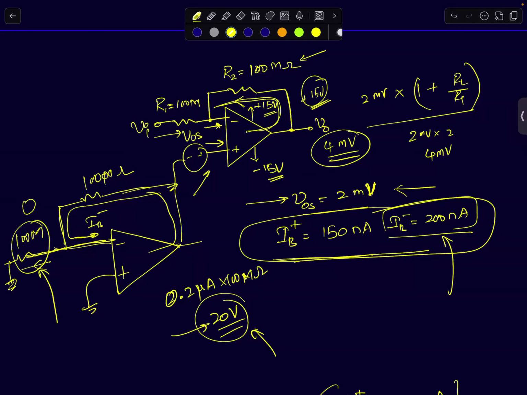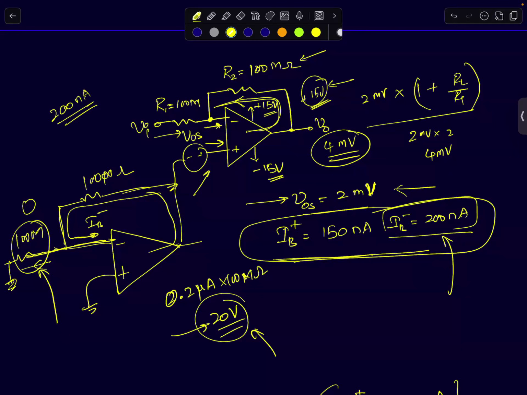But if it is saturating, the output will stay at 15 volts. It won't go greater than 15. The op-amp will start saturating at 15. I think your question is very valid. So what you're asking is, I need to supply a current of 200 nanoamperes. If I supply that current, ideally, what should happen?